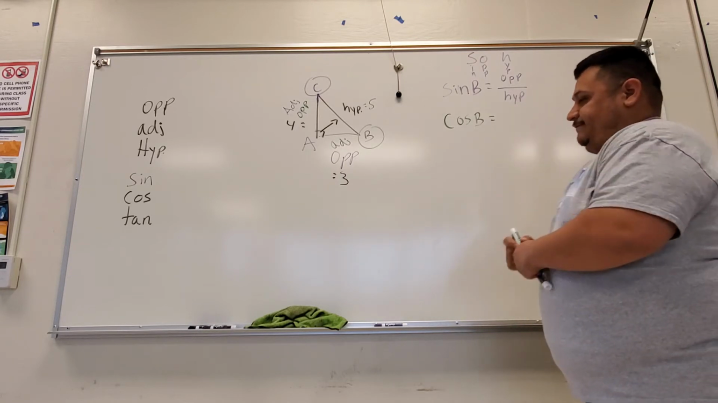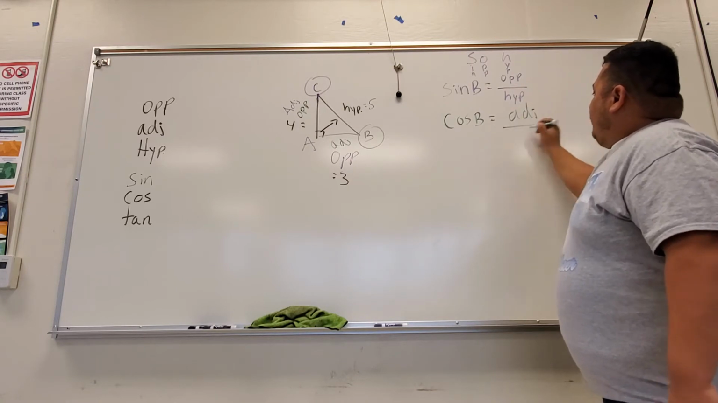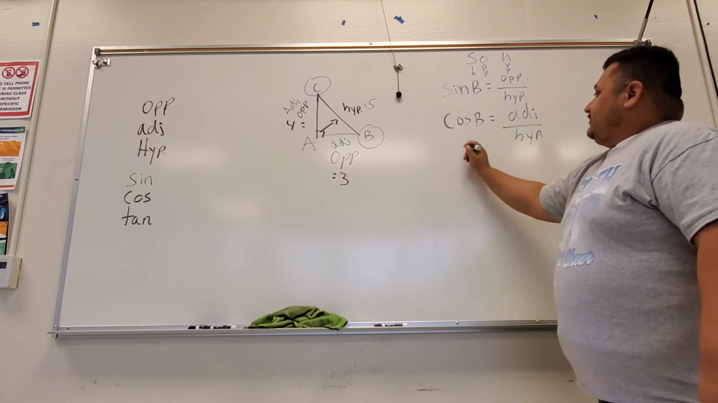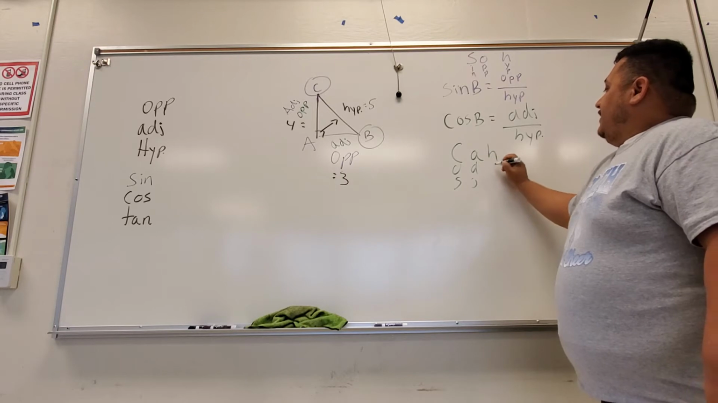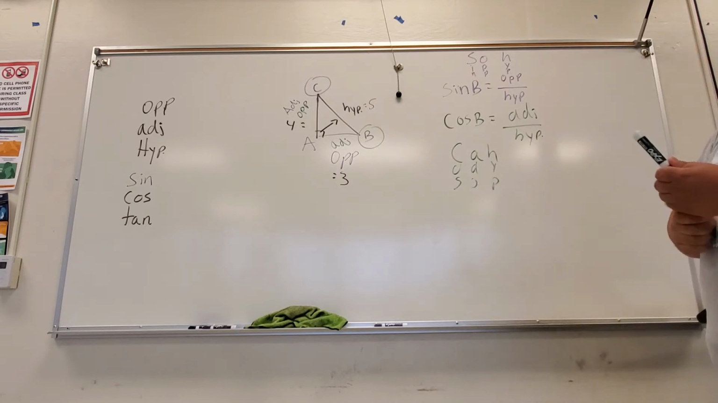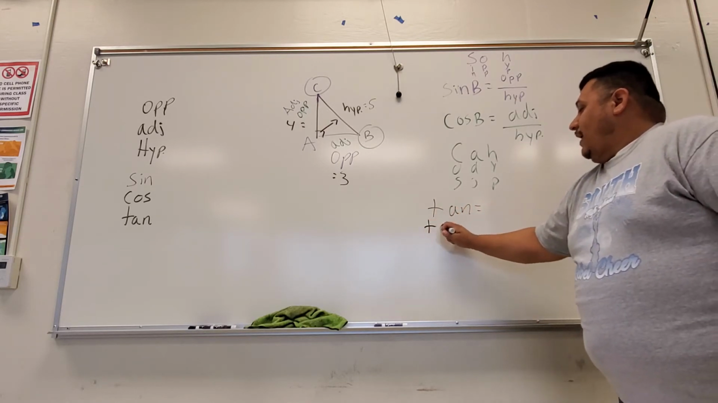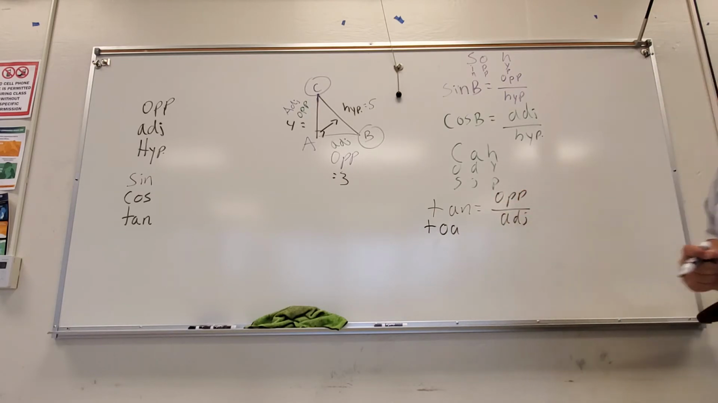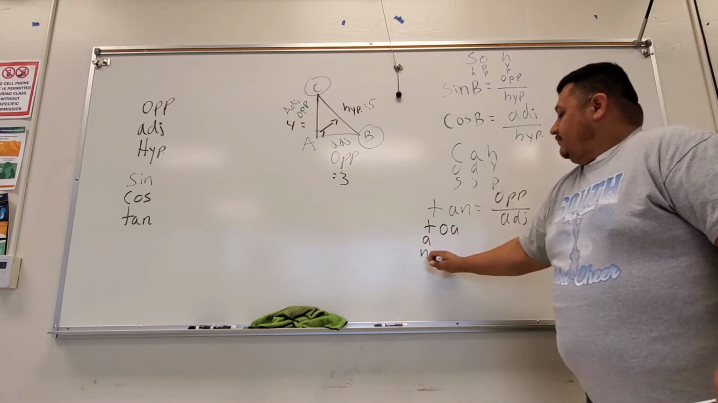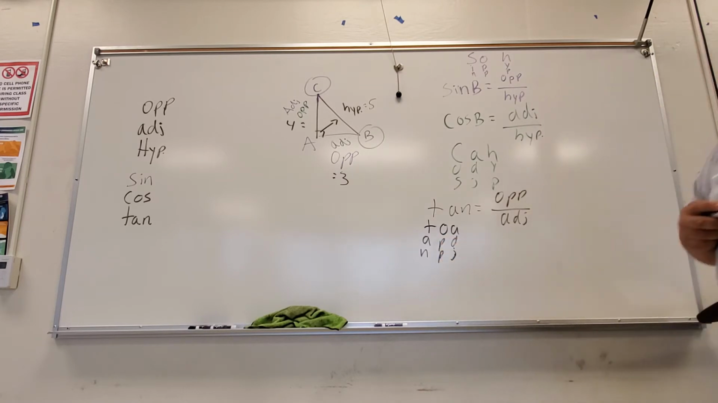Okay? Then we know that cosine of B is equal to adjacent over hypotenuse, which is CAH: cosine, adjacent, hypotenuse. Okay? And then tangent equals, we know that is TOA, opposite over adjacent. Okay? Opposite over adjacent. Tan, opposite, adjacent. Okay? And that's how we start our trig ratios.